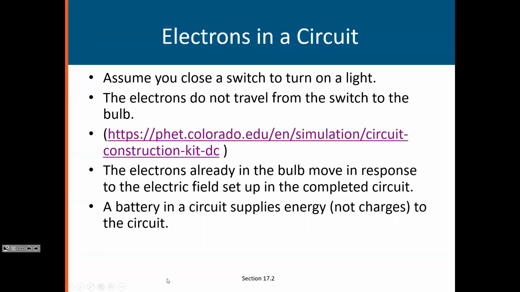Right. So we looked at this simulation, which showed that in an electric circuit, it is the electric field which is traveling through the wire at the speed of light. So when you put the switch on, it comes on almost immediately.